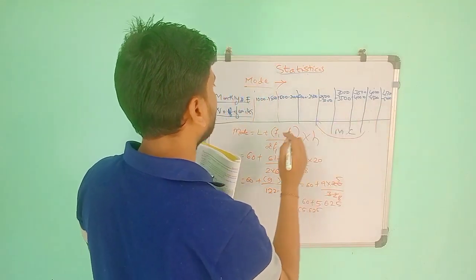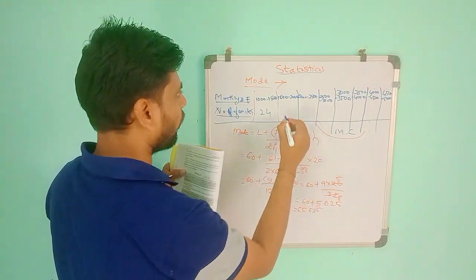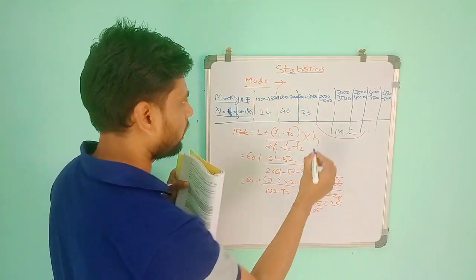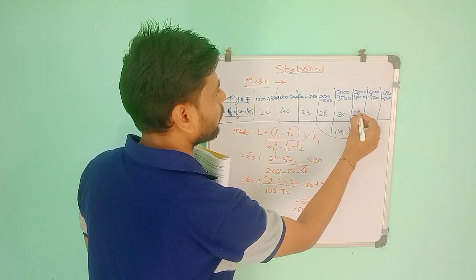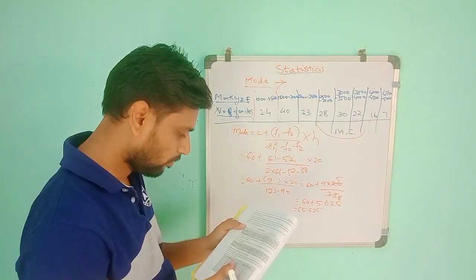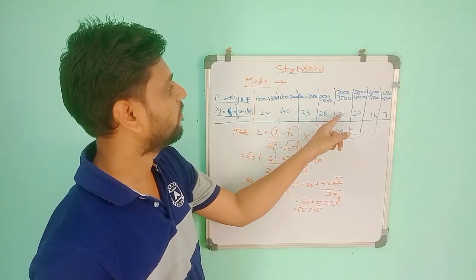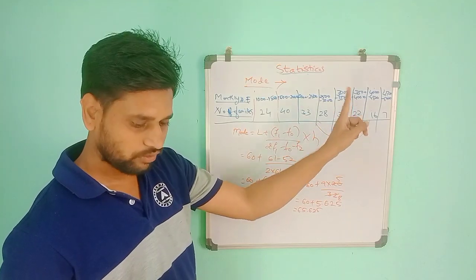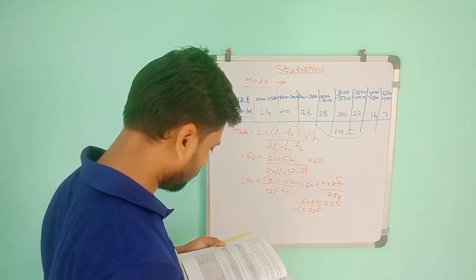Next, the corresponding values of the number of families: 24, then 40, then 33, then 28, then 30, then 22, then 16 and 7. That is 8 values. So you have to find the mode of the monthly expenditure of the families.